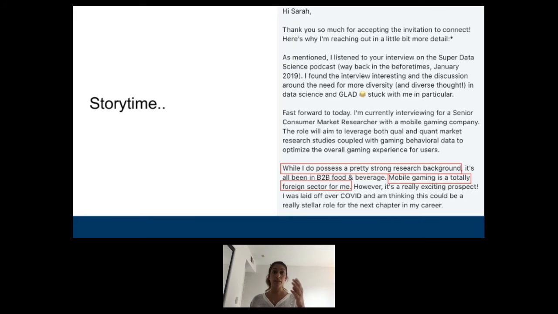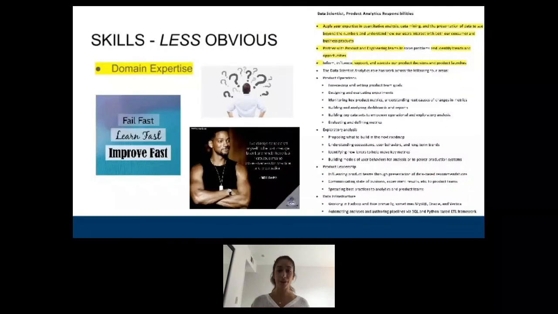The less obvious part here is leveraging your past experience. How in the past have you been able to pivot? You failed, you learned, you improved, you added value. How can you highlight and really bring to the forefront your ability to pivot, learn quickly, and add value?